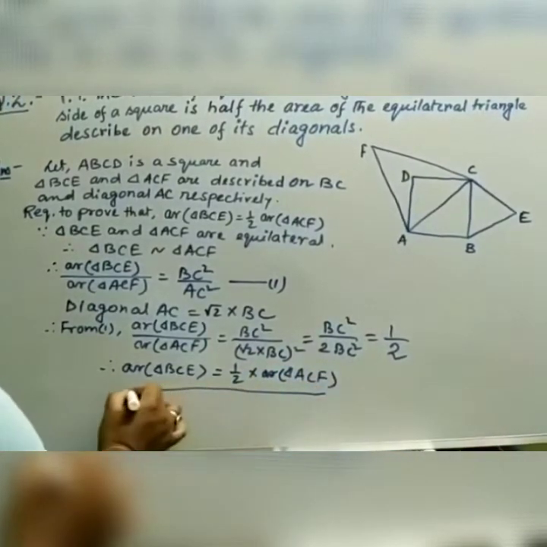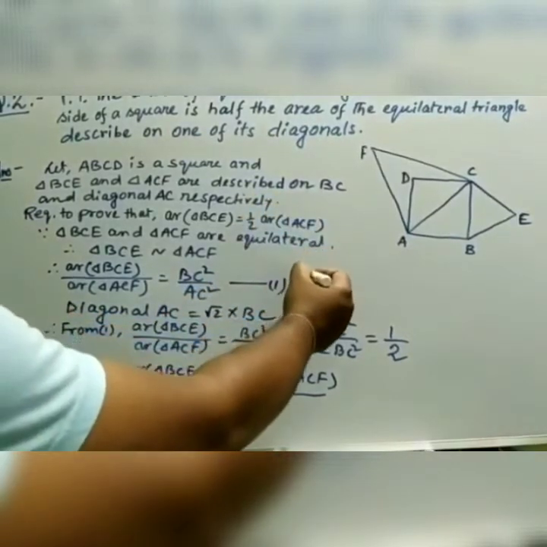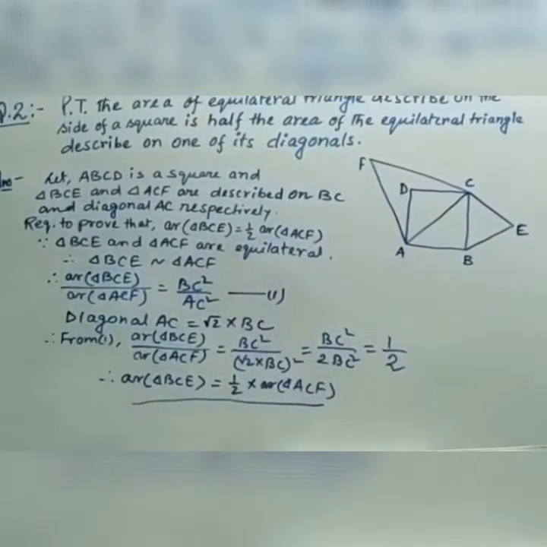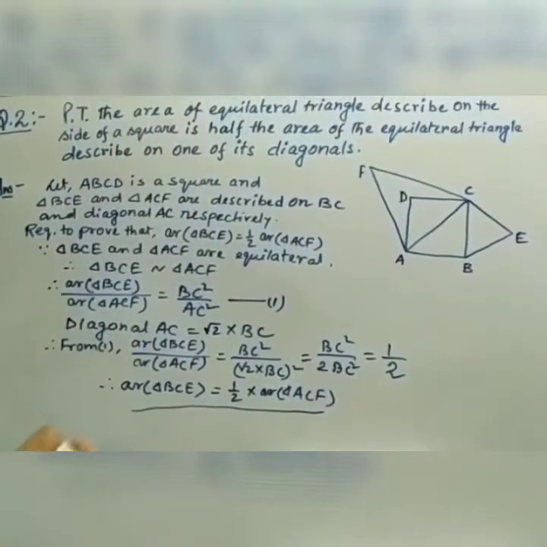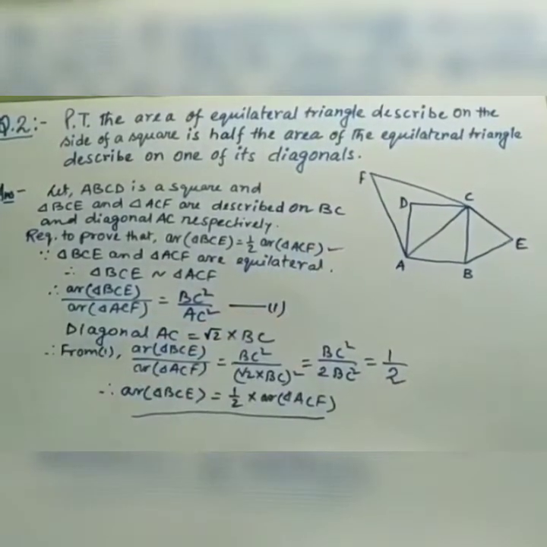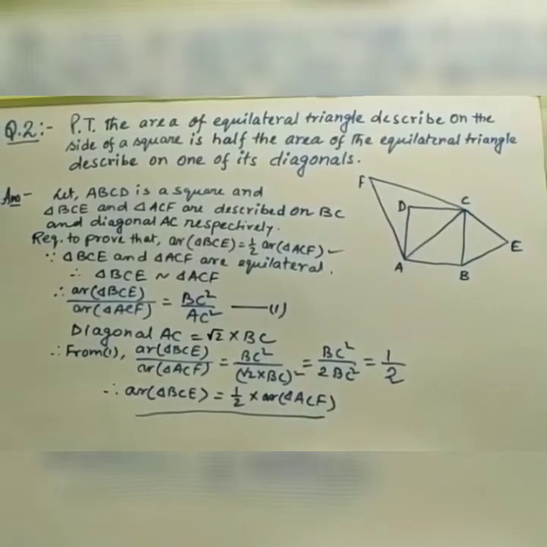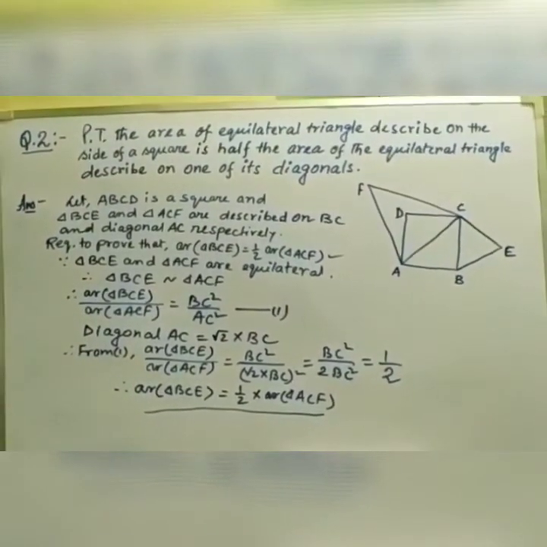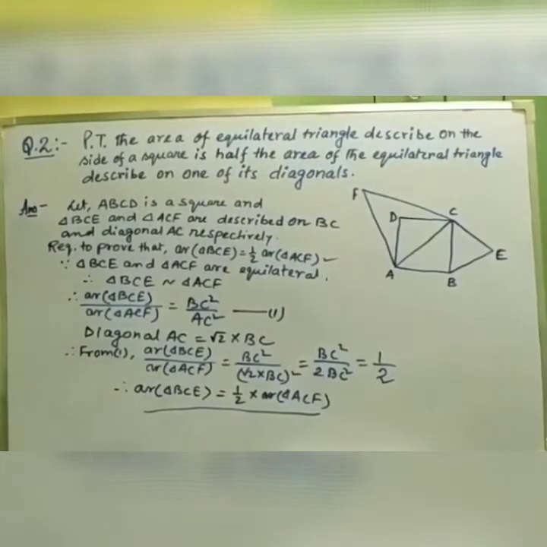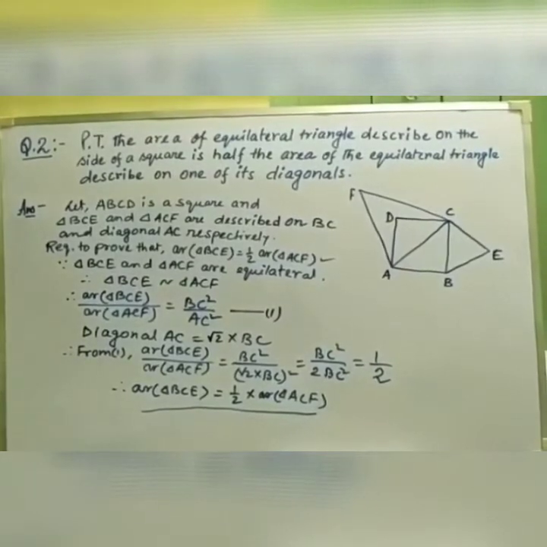ACF, and that is the proof that we need to prove in the proof section, because that is the required proof. You have that area of BCE is equals to half of the area of triangle ACF. This is the proof of the second question. This is one of the important sums.